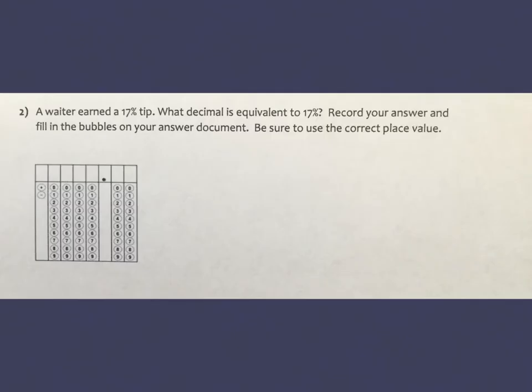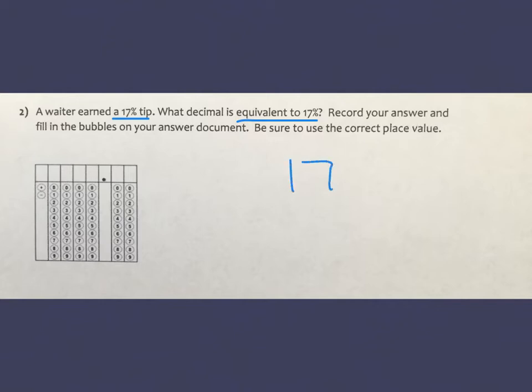In this problem, a waiter earned a 17% tip. What decimal is equivalent to 17%? Record your answer and fill in the bubbles on your answer document. Be sure to use the correct place value.